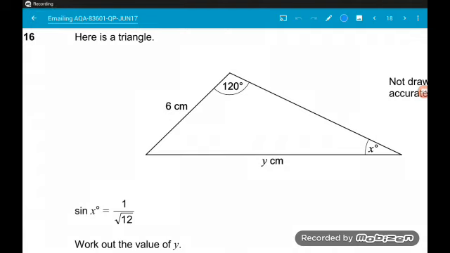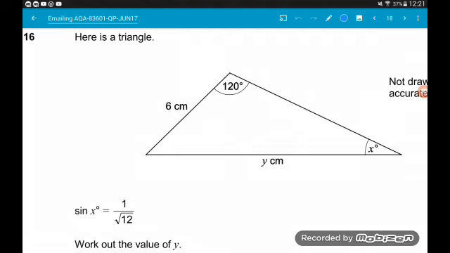Okay, question 16, we got some sine rule up front. So we've got this triangle, we've got one angle of 120 degrees, we've got one side length of 6 centimetres, one of y centimetres, and one angle of x. So we're told that sine of x is 1 over root 12. Our mission is to find the size of y.